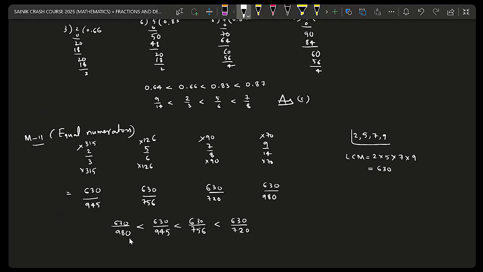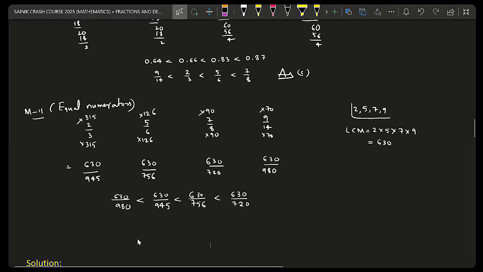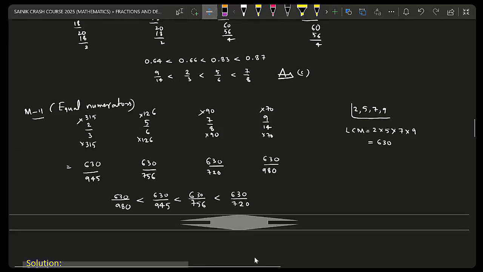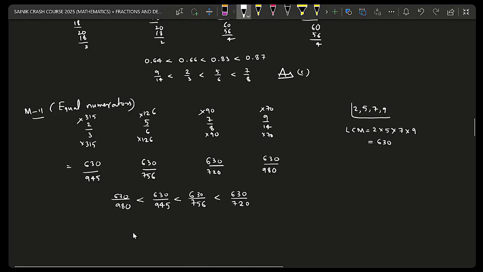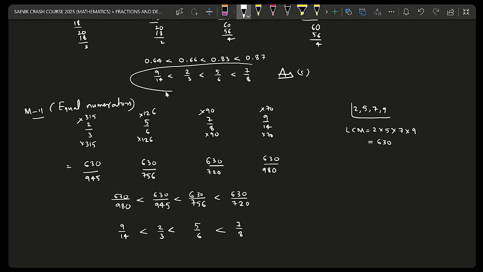And the fraction 630 by 980 came from which fraction? Sir, 9 by 14. Okay, 630 by 945 came from? 2 by 3. And next? 5 by 6. And next? 7 by 8. So this is the ascending order. So we got the same answer as the previous method.